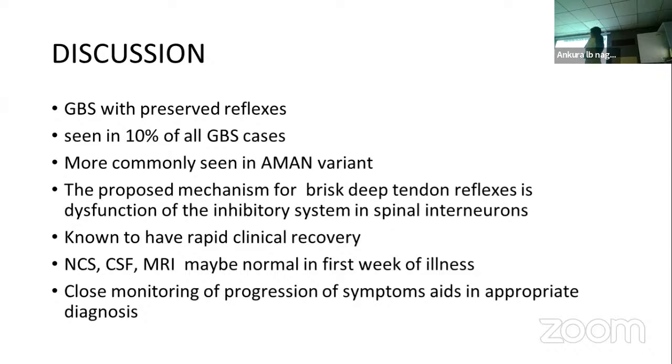So, GBS with preserved reflexes is seen in 10% of all GBS cases. It is most commonly seen in the acute motor axonal neuropathy variant. The proposed mechanism of brisk tendon reflexes is dysfunction of the inhibitory system in the spinal interneurons, and those with preserved reflexes are known to have rapid clinical recovery. Nerve conduction studies, CSF analysis, and MRI may be normal in the first week of illness. Close monitoring of progression of symptoms aids in appropriate diagnosis.